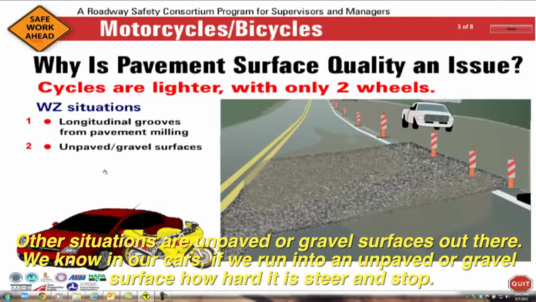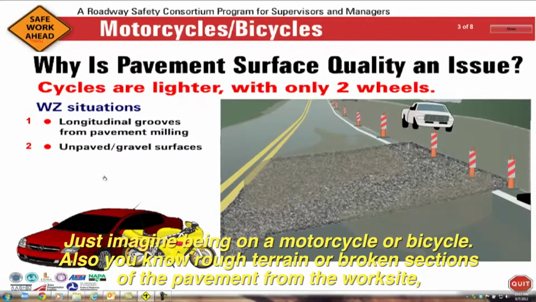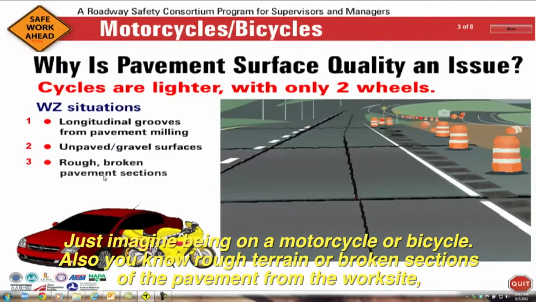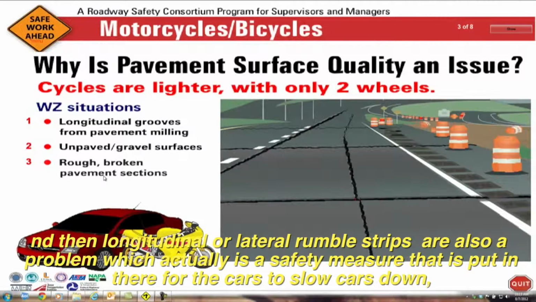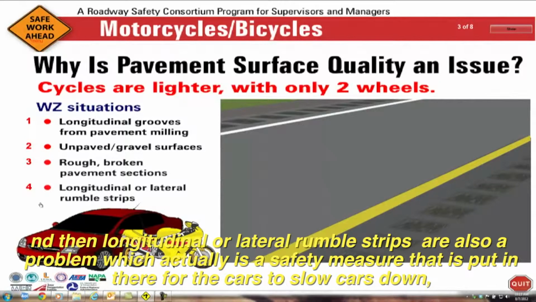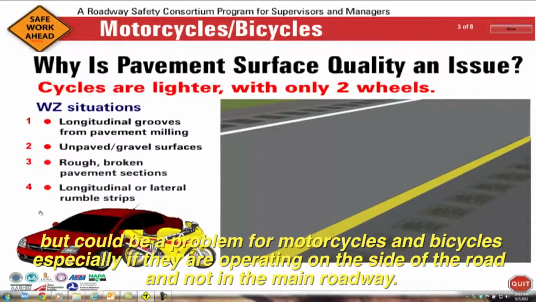Other situations are unpaved or gravel surfaces. We know in our cars, if we run into unpaved or gravel surfaces, how hard it is to steer and stop. Just imagine being on a motorcycle or bicycle. Also, rough terrain or broken sections of pavement from the work site. Longitudinal or lateral rumble strips are also a problem. They are a safety measure put in there to slow cars down, but could be a problem for motorcycles and bicyclists, especially if they are operating on the side of the road and not in the main roadway.